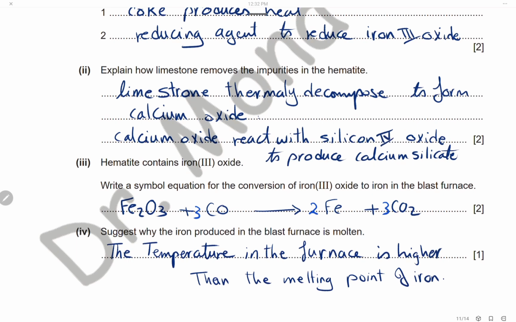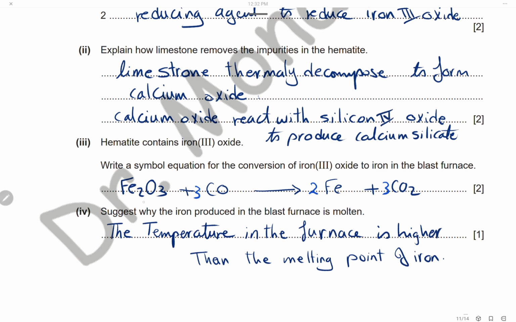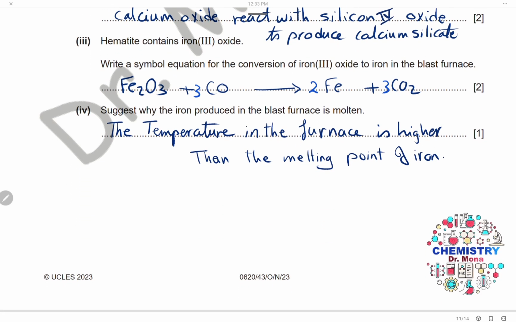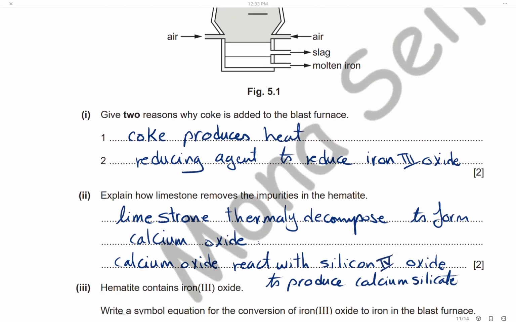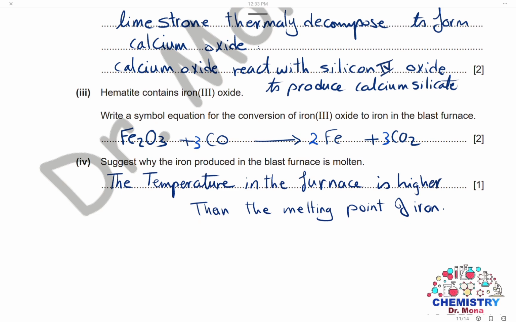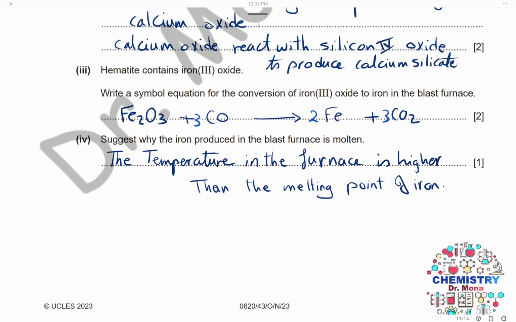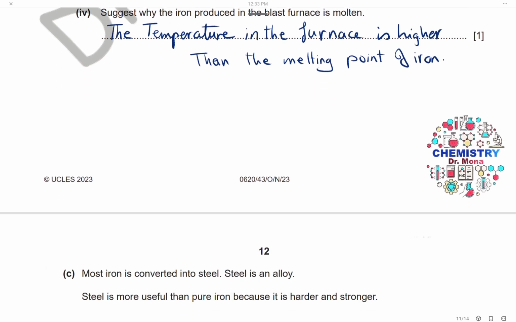Hematite contains iron oxide. Write a simple equation for the conversion of iron oxide to iron in the blast furnace. This is the main equation in the blast furnace, where iron 3 oxide is reduced by carbon monoxide to form iron and carbon dioxide. Of course, the equation is for 2 marks, so we have to balance the equation. Suggest why the iron produced in the blast furnace is molten. Due to the high temperature in the blast furnace, the temperature of the furnace is higher than the melting point of iron, so iron is molten, or a liquid, when the temperature is higher than its melting point.